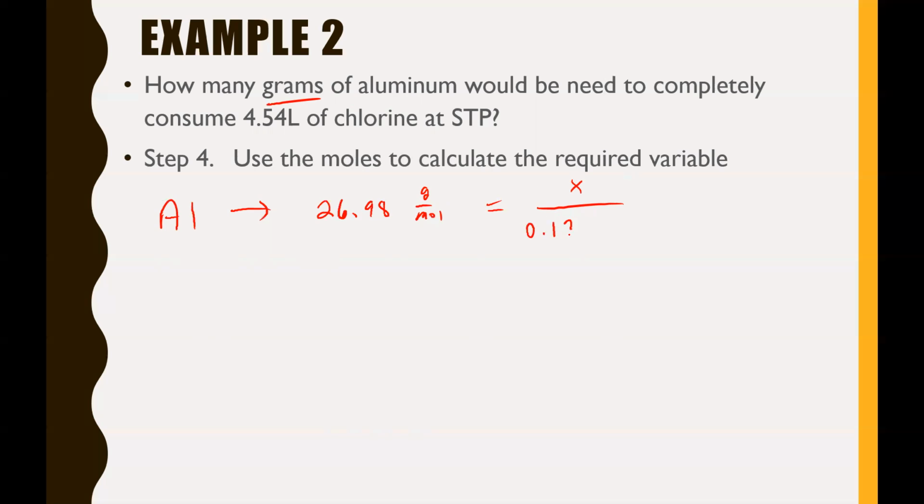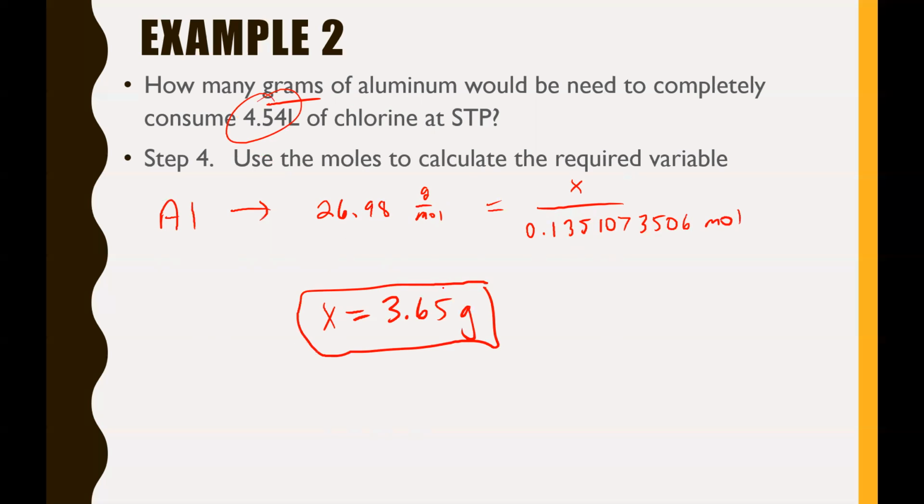It's 0.135107.3506 moles. Whew. All right, so multiply that over to the other side. Long story short, you're going to have X equals, to 3 sig digs, 3.65 grams, which is always hard for me to believe. That's not very much aluminum. That is just a small little clump of aluminum.